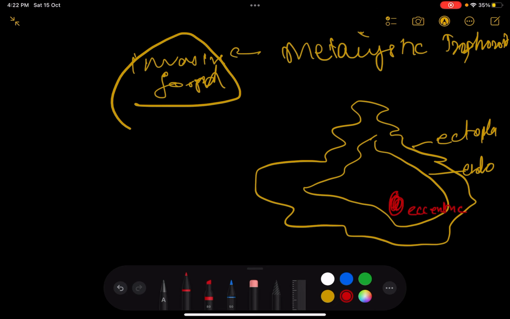Okay, it has a phagocytosed RBC. So let me draw the eccentric nuclei in blue, and the phagocytosed RBCs. Very, very important. It can have phagocytosed RBCs also.